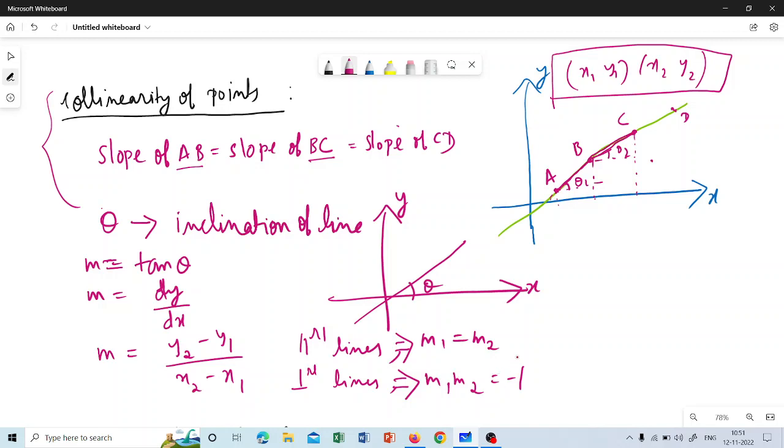If two lines are at a general angle, then to find the angle between two lines, tan theta is the modulus of m2 minus m1 by 1 plus m1 into m2. So all these results we have seen from the beginning, and I am going to solve a few problems in the next video. Thank you.